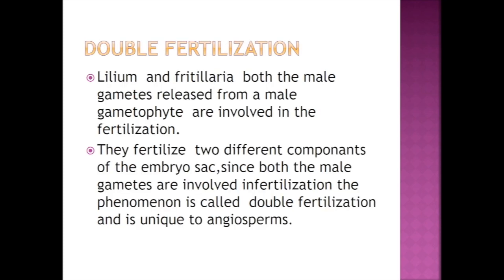Double fertilization. So, இரட்டை கருவுறுதல். In Lilium and Fritillaria both of the male gametes released from the male gametophyte are involved in the fertilization. Then they fertilize two different components of the embryo sac. Since both the male gametes are involved in fertilization, the phenomenon is called double fertilization. What is called double fertilization?